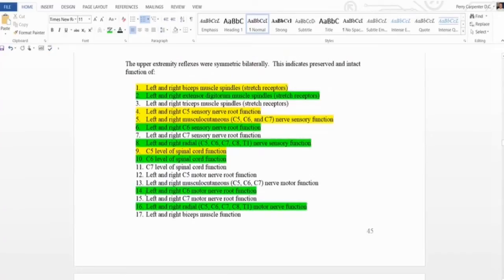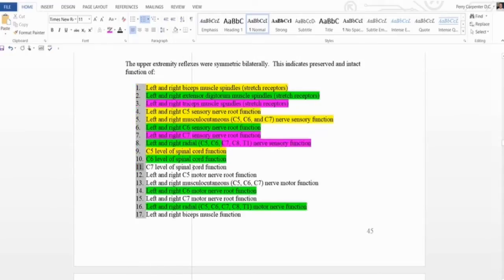What about the triceps reflex? Well, it indicates that the specialized muscle spindles are normal. It indicates that the C7 sensory nerve root function is normal. It indicates that the left and right radial nerve sensory function is normal. Let's highlight this different color.